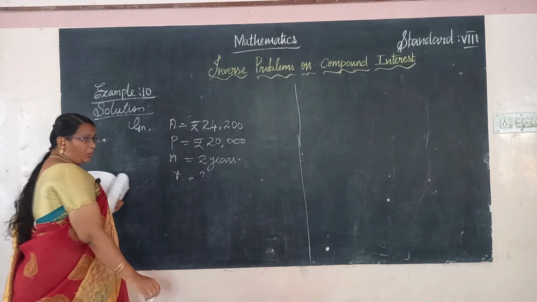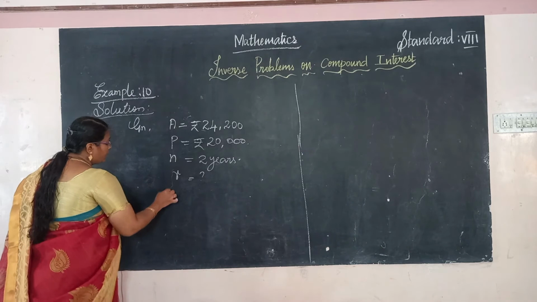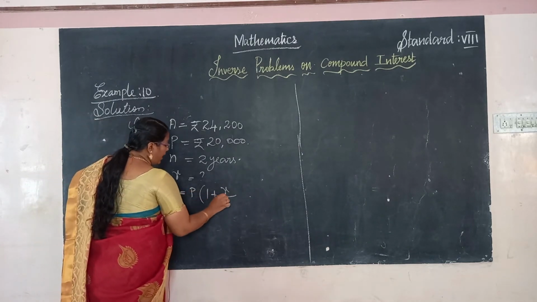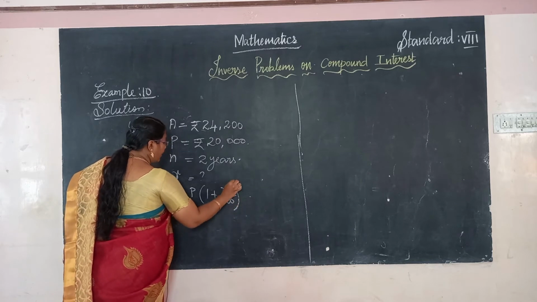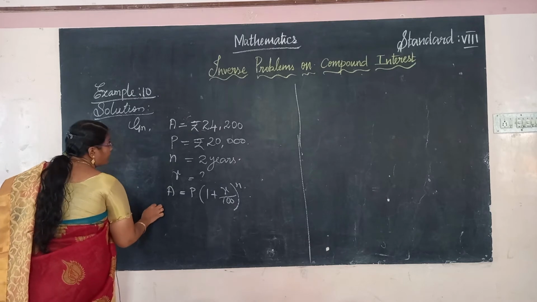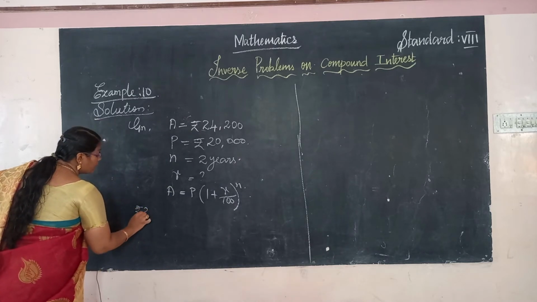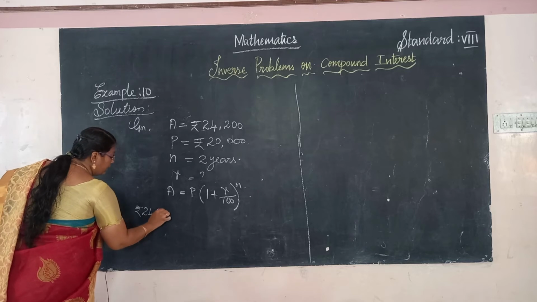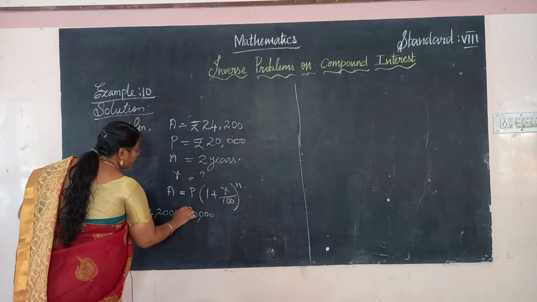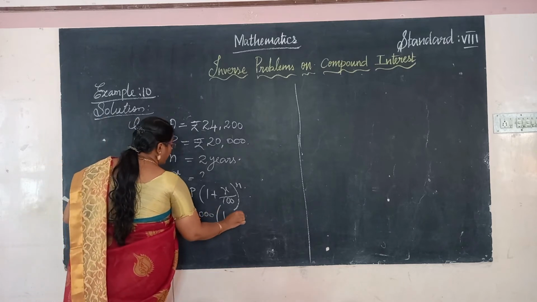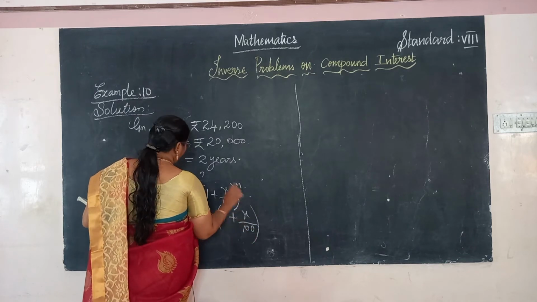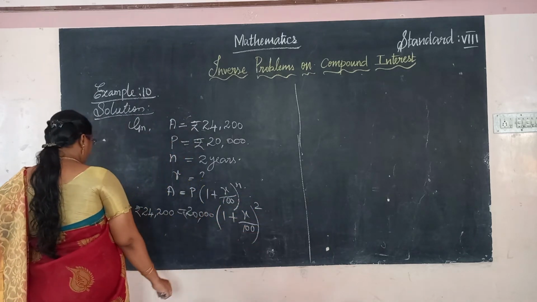So it's also a compound interest. What is the formula? A is equal to P of 1 plus R by 100 the whole power n. Substitute the values from the data. Rupees 24,200 is equal to the principal amount and 1 plus rate of interest, which we don't know, but we know the number of years is 2.